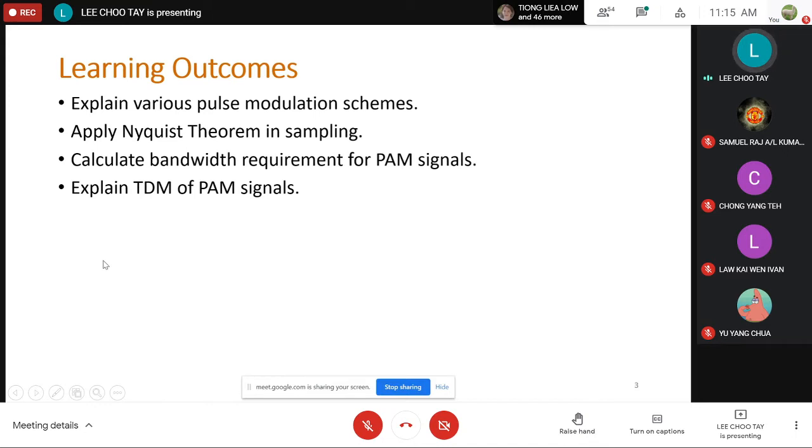The learning outcomes for this chapter are as follows. After you've gone through this chapter, you should be able to explain the various pulse modulation schemes, that is, how each pulse modulation technique works. Then you need to be able to apply the Nyquist theorem in sampling, followed by calculating the bandwidth requirement for PAM signals. And last but not least, explain TDM of PAM signals. TDM stands for time division multiplexing.